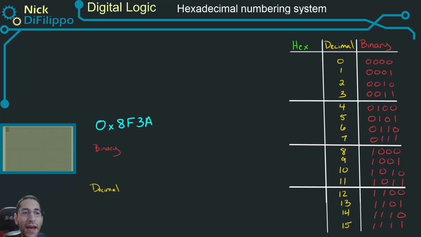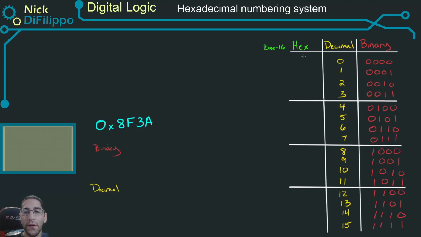Let's look at the hex numbering system. Hex is also known as base 16, just like decimal is known as base 10 and binary is known as base 2. What I've done here is I've drawn out 16 different numbers, from 0 to 15, because we have to be able to represent those in a base 16 system, or hex. And I've also drawn out their binary equivalent.